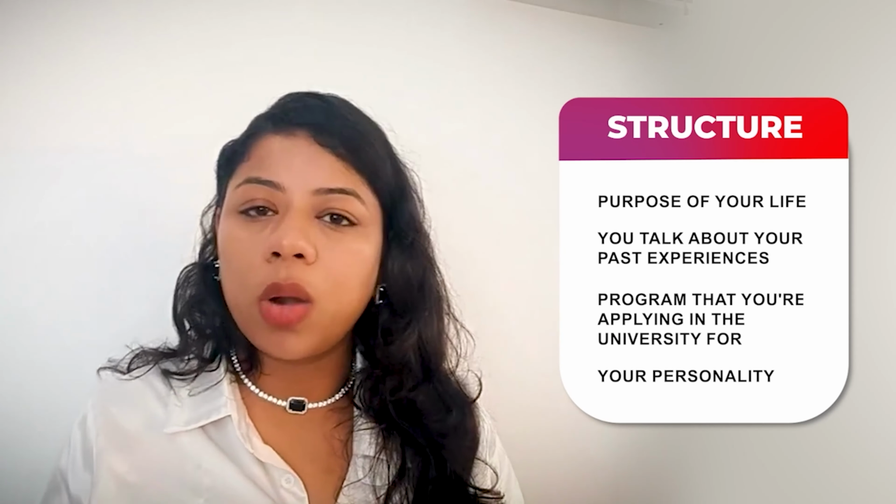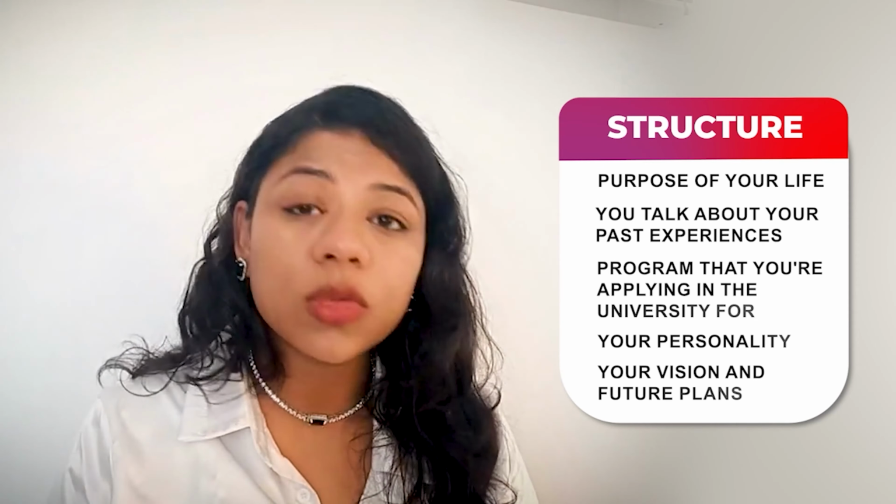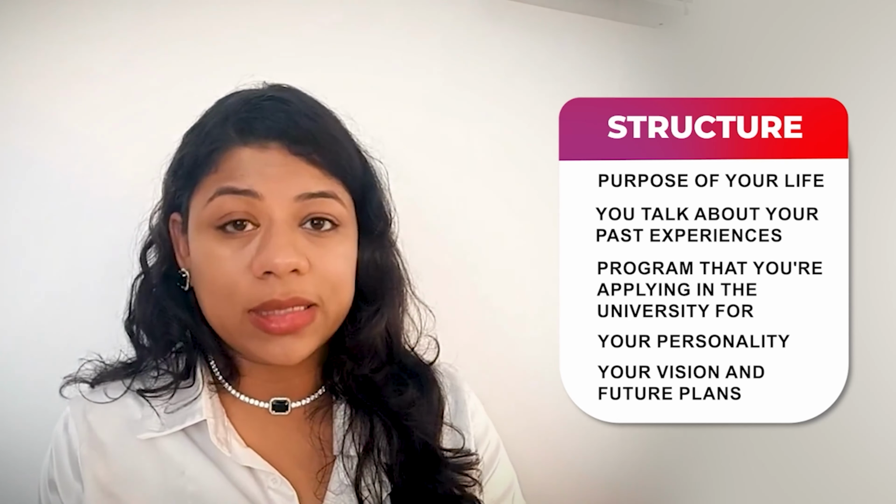The fourth part in your statement of purpose talks about your personality, how you are, what your hobbies are, how you cope with failures. Give some examples of how you failed and then got back on track, or what you have learned from your failures, and so on. And the next is your vision and future plans. Understand one simple thing: your vision and your future plans should align with the program that you're applying for in the university.